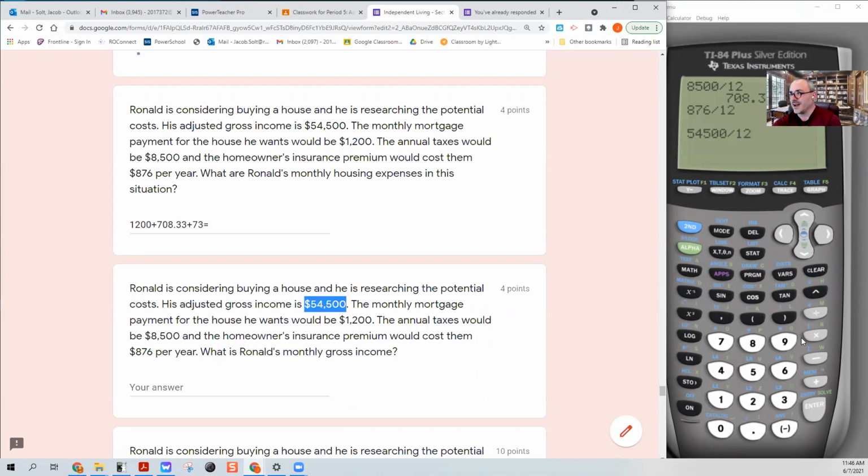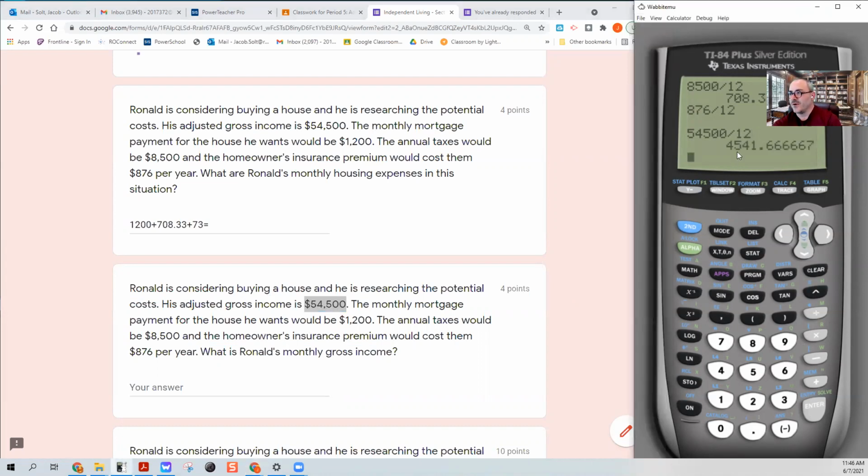All right. Anyway, 54,500 divided by 12, $4,541.66 per month. All right. Ronald here, his monthly gross income converted from a yearly figure to a monthly is $4,541.67, rounding to the nearest cent.